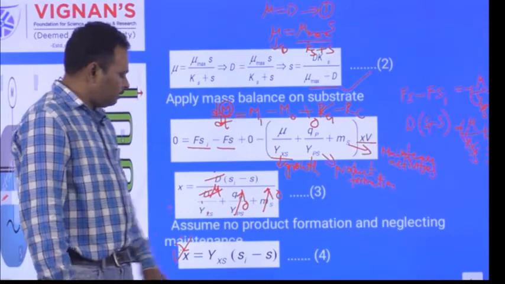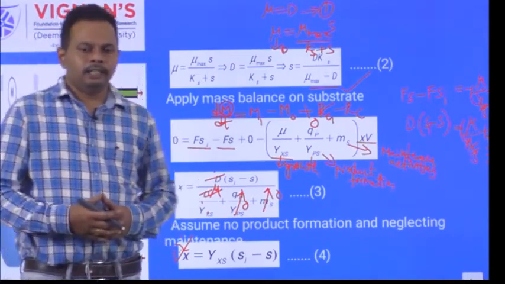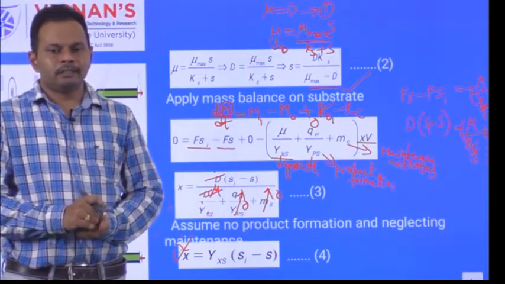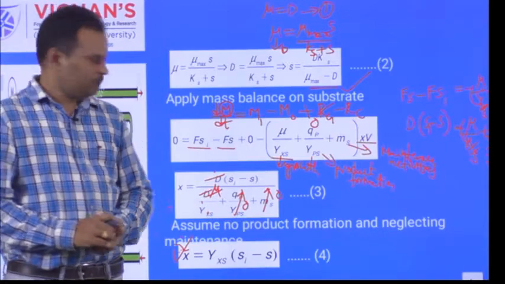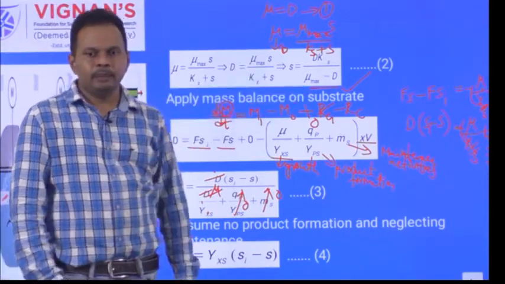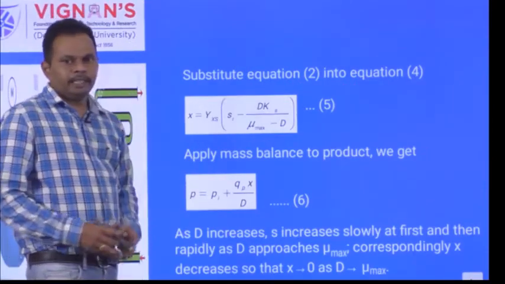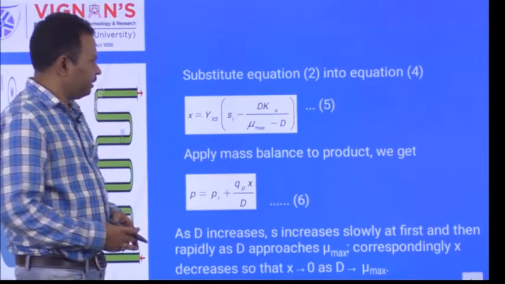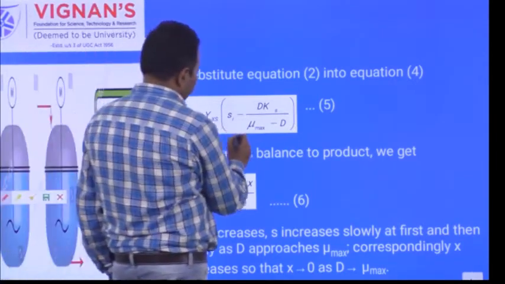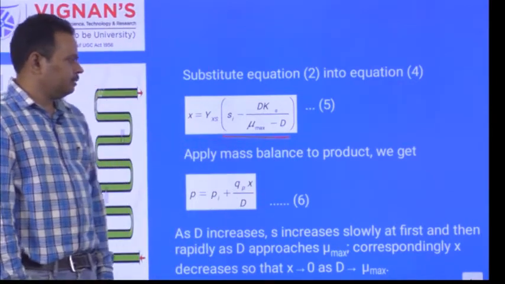Equation 4 is the cell concentration within the fermenter. This depends on the yield of the biomass produced from the substrate consumed, the initial substrate concentration, and the substrate concentration within the fermenter. Thus you already found S is equal to dKs by mu max minus D. So from this one you can modify that equation by substituting the substrate concentration from equation 2. Then the x equation becomes x is equal to Yx/s into Si minus dKs by mu max minus D.